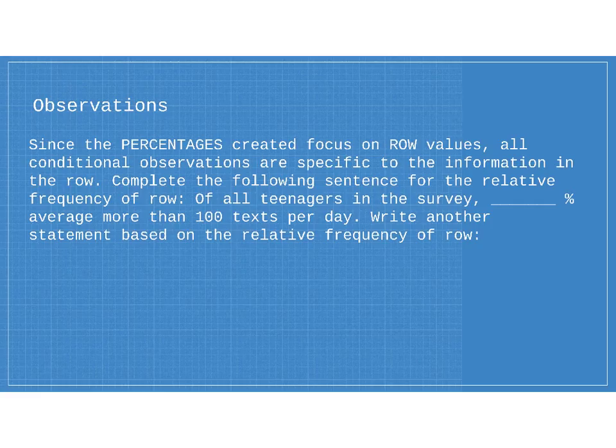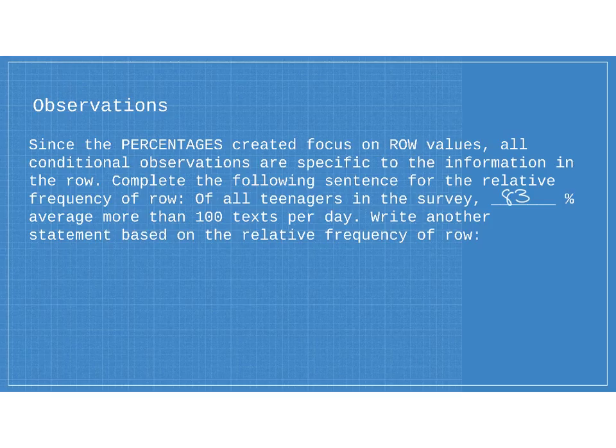All right, so a little time for observations. Since the percentages created focus on row values, all the conditional observations are specific to the information in the row. So what I want you to do is complete the following sentence for the relative frequency of the row. Of all teenagers in the survey, blank percent average more than 100 texts per day. And so as we go back and look, we see that 83% average more than 100 texts per day.